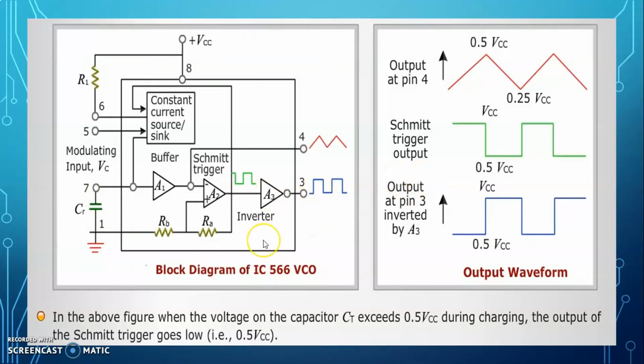Hence the voltage controlled oscillator continuously generates a square waveform and a triangular waveform. This output waveform frequency depends upon the modulating input voltage, that is the control voltage. The capacitor charges and discharges for equal times. Hence the capacitor gives the triangular waveform at pin number 4 and the Schmitt trigger gives the square waveform.